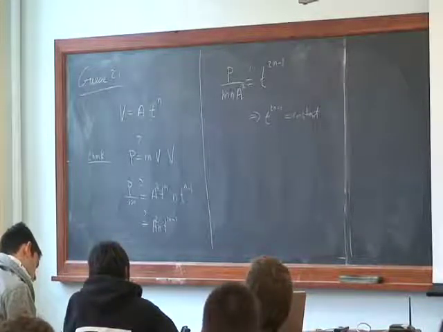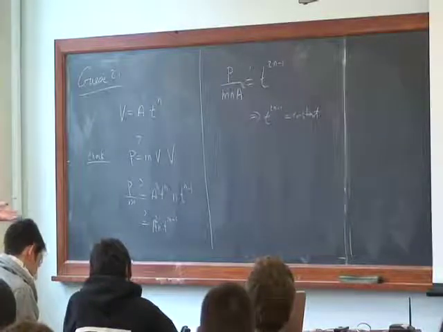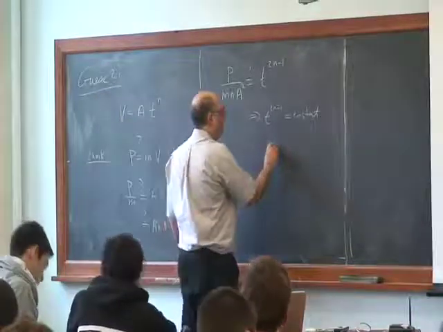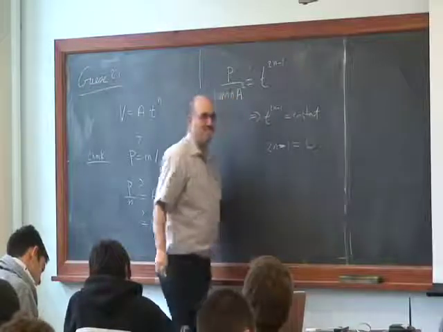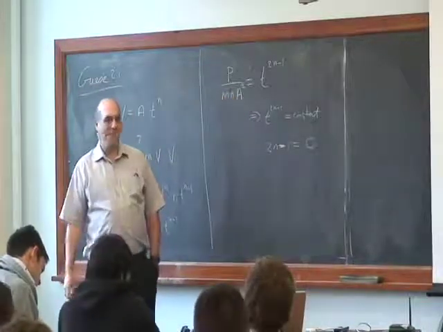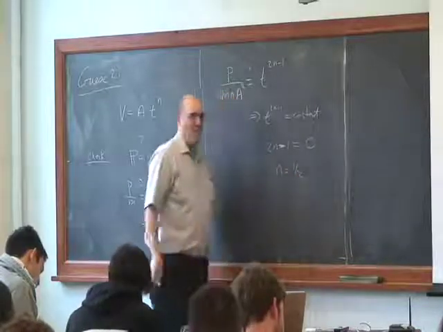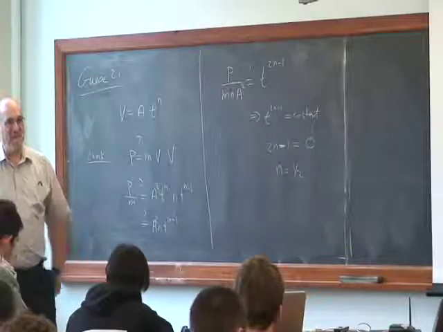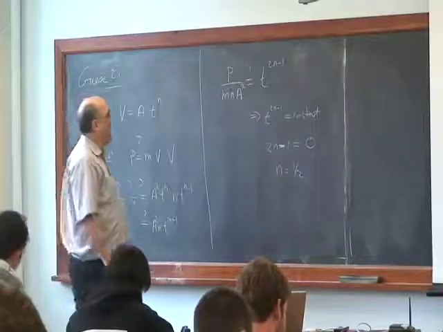Now, is it possible that t to some power is a constant? If 2n minus 1 is equal to 0, that implies that n is equal to a half, which is that very good guess. But now we've taken a crude guess and made it into a good guess. So this looks like it's going to work out if n is a half.